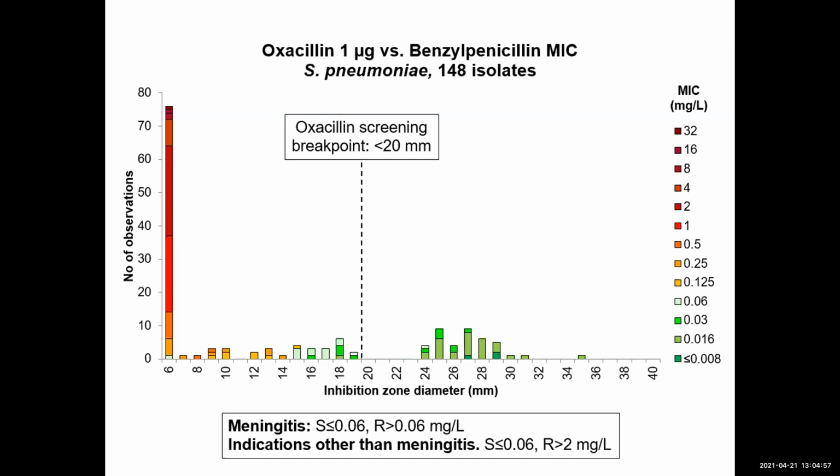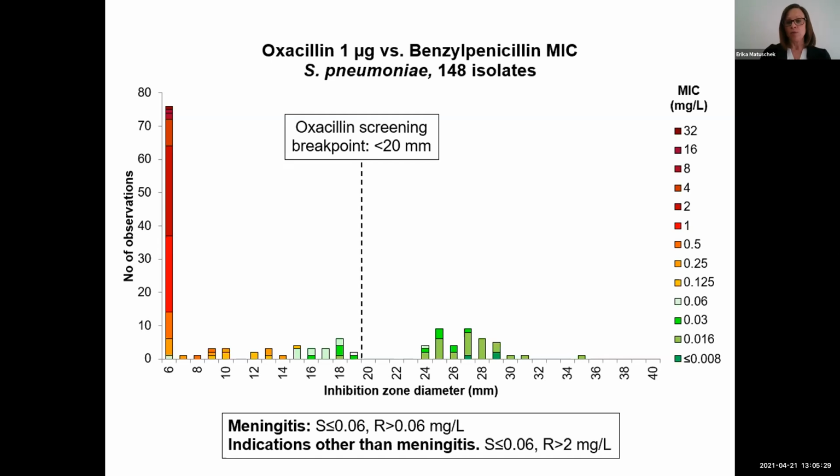You can see also here that we have tested many isolates with beta-lactam resistance mechanisms, of which some have very high benzyl penicillin MICs and fewer wild-type isolates. So this is a collection where we have provoked the system with many different resistance levels for beta-lactam resistance. And you can see also that below the screening breakpoint of 20 millimeters, there are a few isolates that actually test susceptible to benzyl penicillin with broth microdilution.